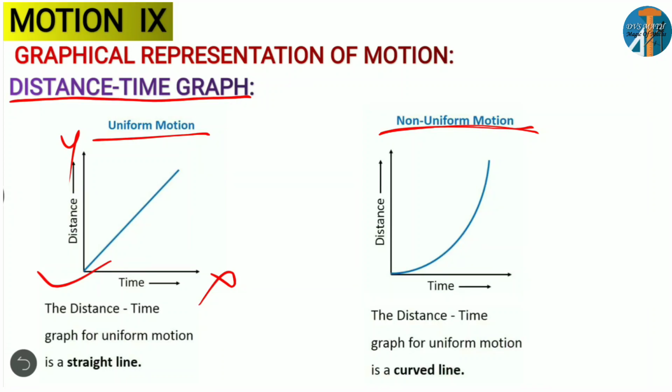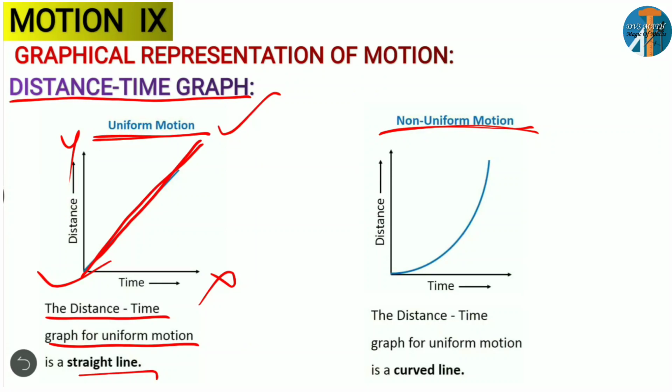If we plot a graph and the line is a straight line, we say that the object is in uniform motion. You may be asked to represent graphically an object in uniform motion, so you write: straight line. The distance-time graph of uniform motion is a straight line.